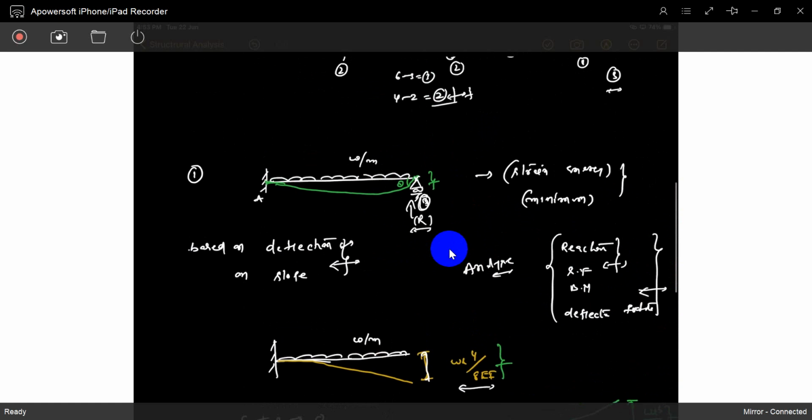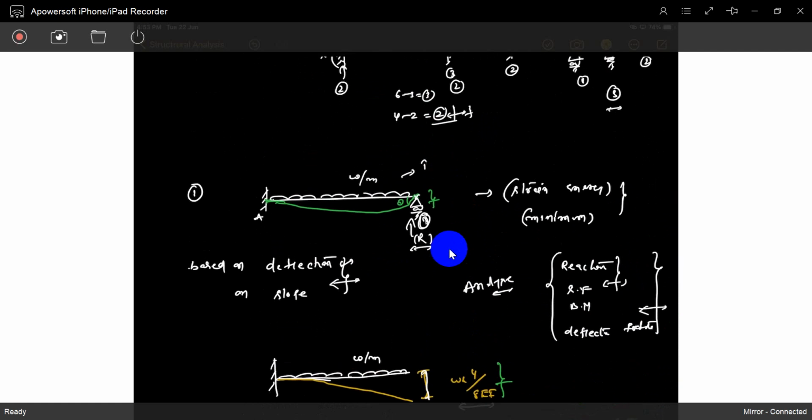So otherwise I will say it once again. What is the indeterminacy? Indeterminacy is 1. So we need one extra equation. Already we have 3 equations: Fx equal 0, Fy equal 0, M equal 0. Moment is 0 at everywhere. But it has a 4 indeterminacy because it has 1, 2, 3. There is no horizontal over there. But we have only 3 equations. We require at least 1 extra equation.